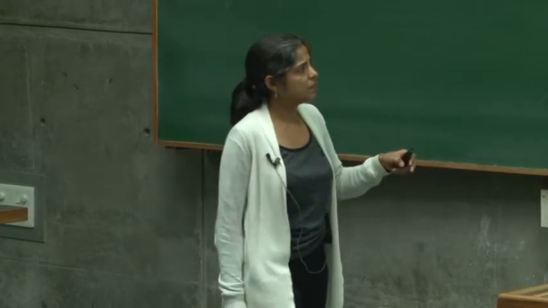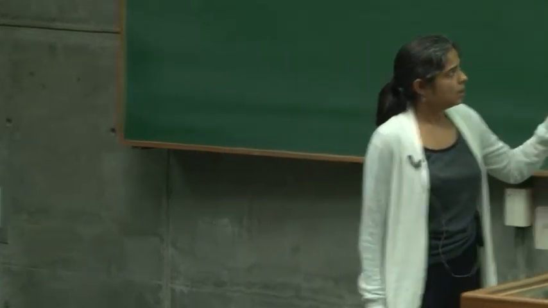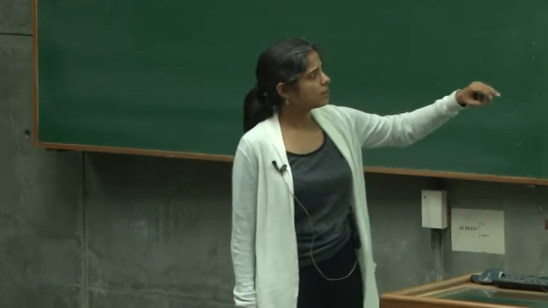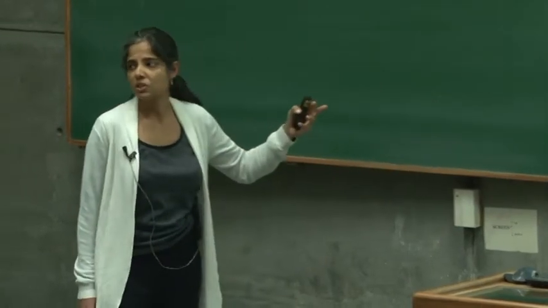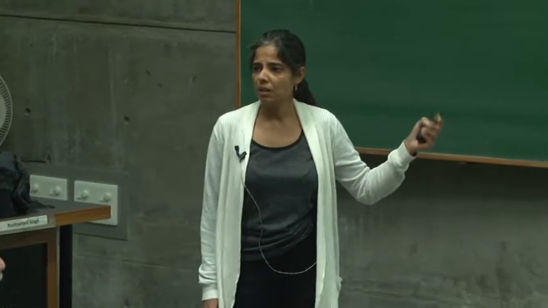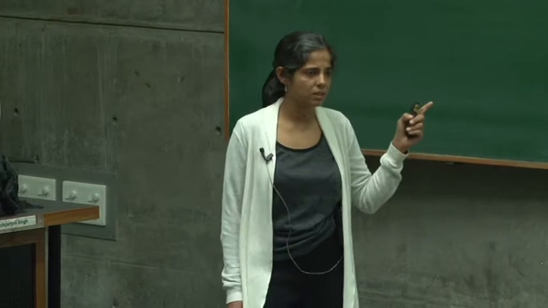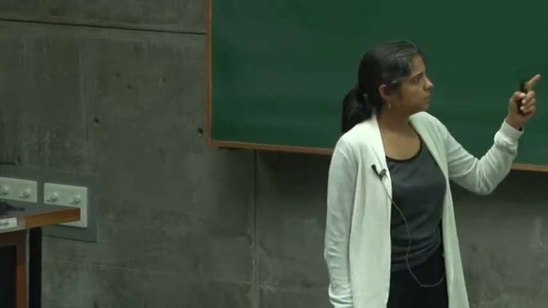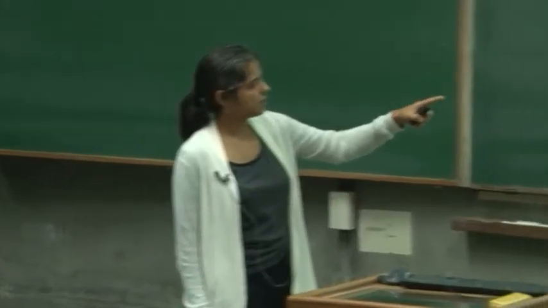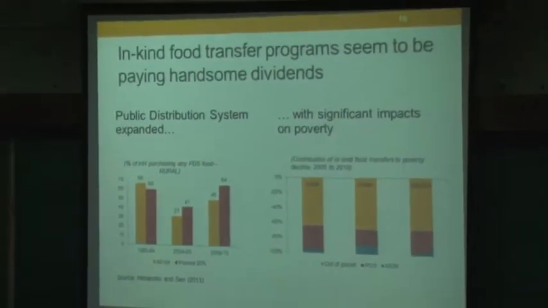What you find is the households, this shows you just in rural areas the percentage of households who were purchasing PDS food. I think this is only cereals. I'm not sure whether it's cereals and sugar. I think it might only be cereals. And what you see is between 93-94 and 2004-5, the offtake declined.